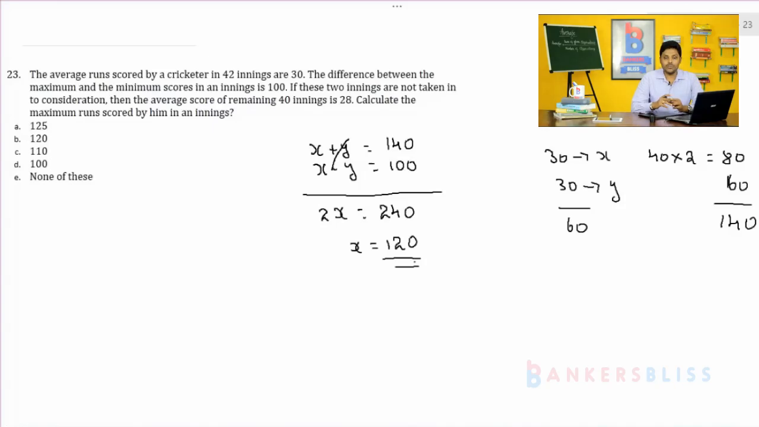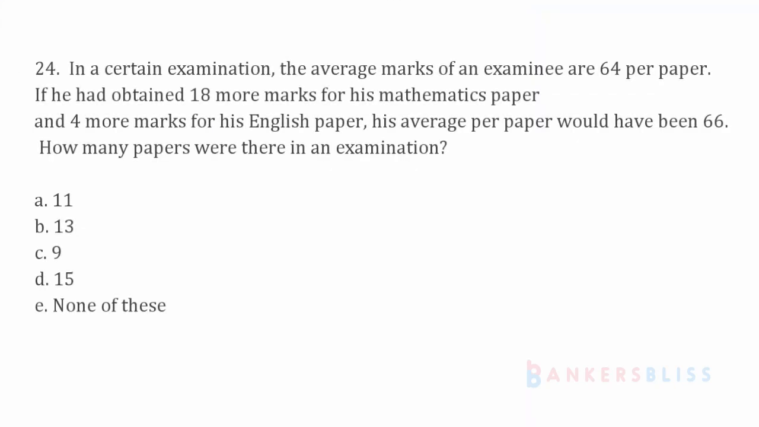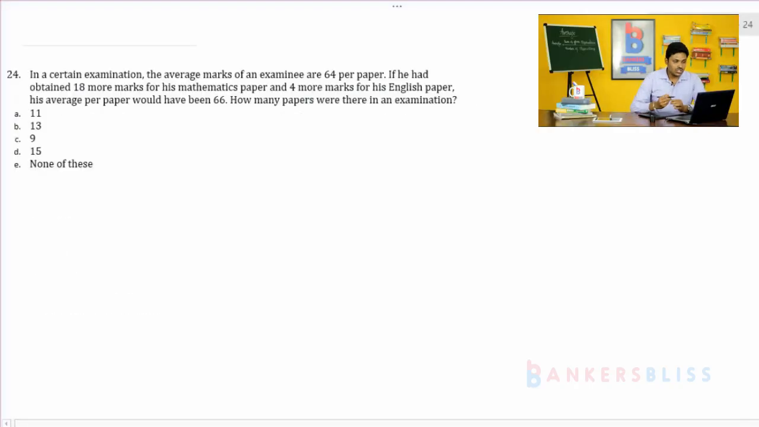Let us go to problem number 24. In a certain examination, the average marks of an examinee are 64 per paper. If he had obtained 18 more marks for his mathematics paper and 4 more marks for his English paper, his average per paper would have been 66. How many papers were there in the examination? They are asking. So 64 is the average presently. 18 more marks for mathematics, 4 more marks for English. So altogether 22 marks we are getting.